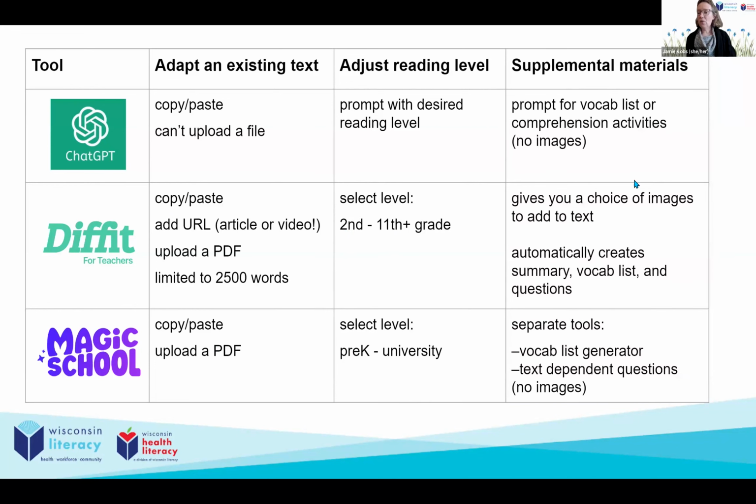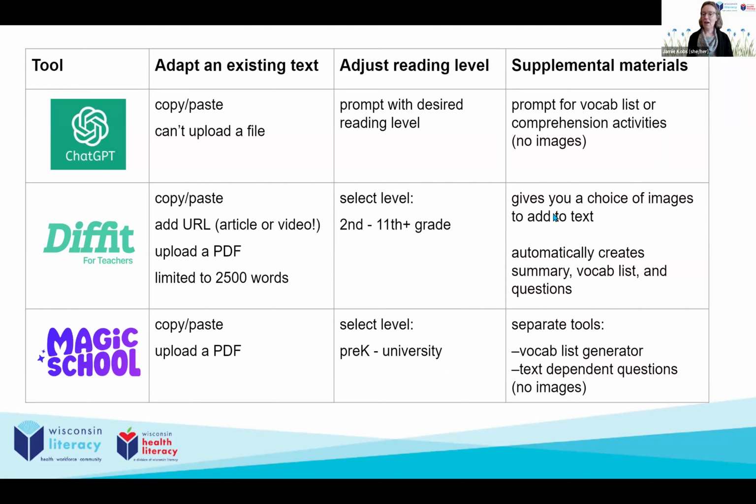And then finally, when you ask these AI tools to create supplemental materials for you, with ChatGPT, you would just prompt it for a vocab list. Say, please give me a vocab list. You don't even have to say please if you don't want to. Or comprehension activities. The free version does not create images for you.